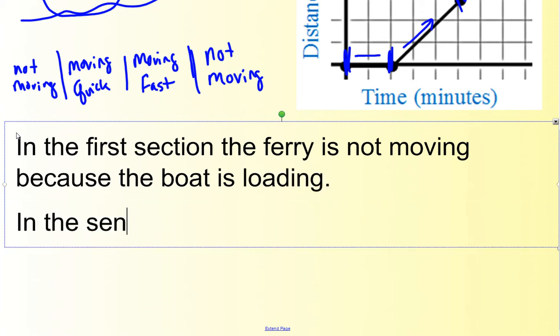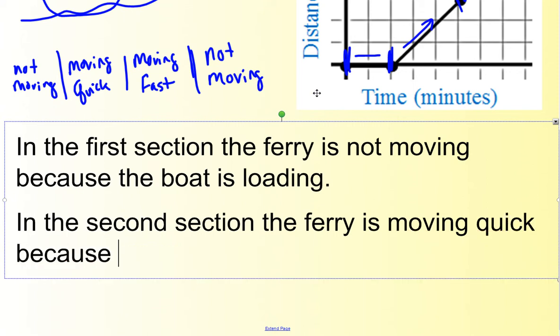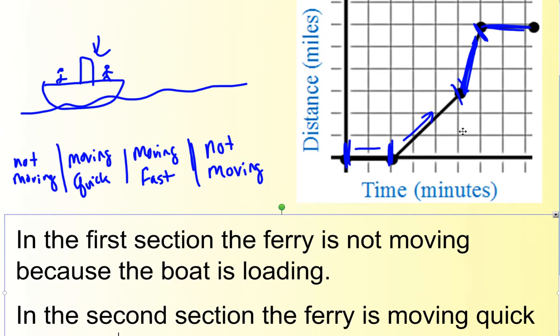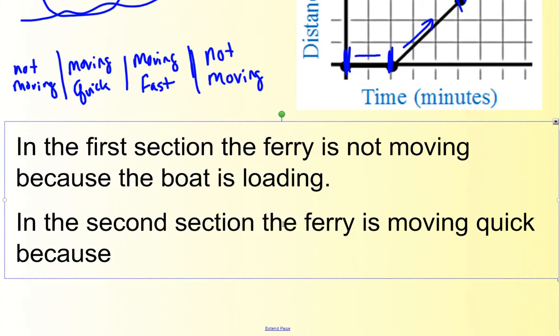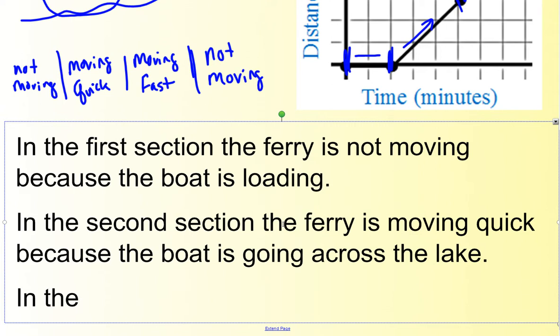Okay? In the second section, the ferry is moving quick because why? So why would the ferry be moving at that speed? I mean, it's moving quick now, but it's moving faster later. So why is it kind of going sort of fast now, but really fast later? I don't know. Maybe they're heading out across the lake because the boat is going across the lake. Boat, lake.